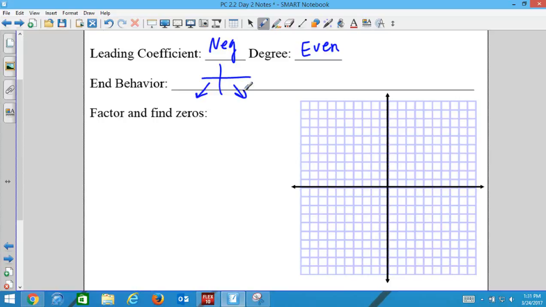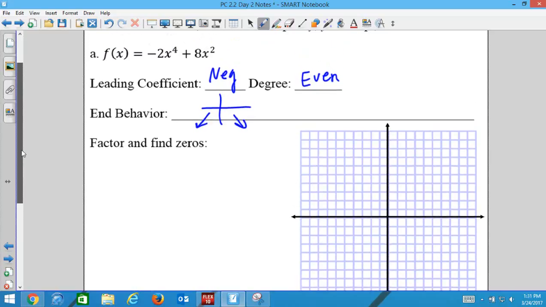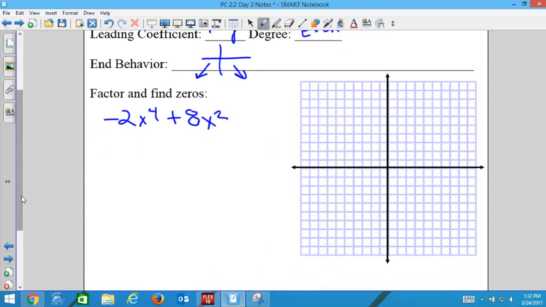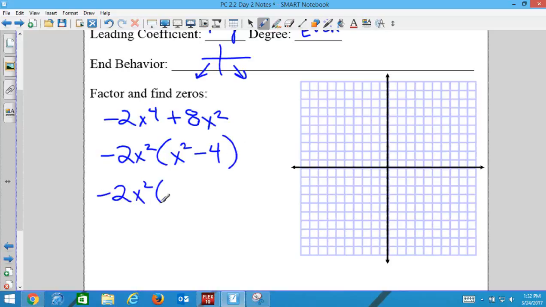Okay. Now we're going to factor this and find the zeros. So we've got negative 2x to the 4th plus 8x squared. How are we going to factor that? Take out a negative 2x squared, because we're looking at the greatest common factor. Once I take out that negative 2x squared, does it factor further? Yes. Difference of squares.